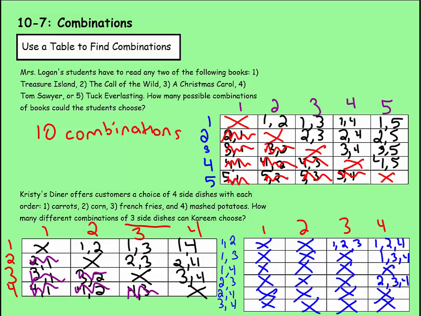So we've made our second table. So now I have only found 1, 2, 3, 4 combinations of 3 that aren't repeats. So that means our answer would be 4 combinations.